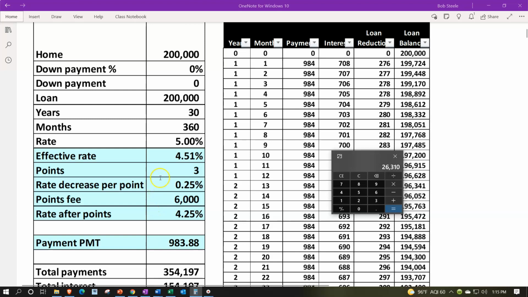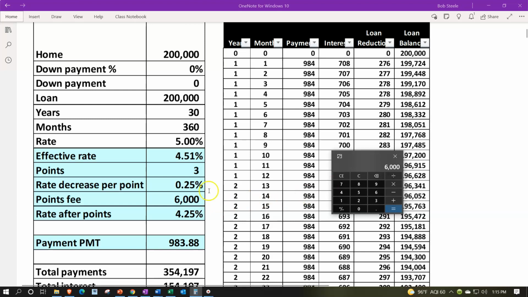Okay, so if we say the points are going to be 3 points in our practice problem, each point represents 1% of the loan amount. Therefore, if we have a loan of $200,000, 1%, 0.01, would be $2,000. If we purchase 3 points, then it's going to be times 3. It's going to cost us $6,000. So we're going to say $6,000 cost of the 3 points.